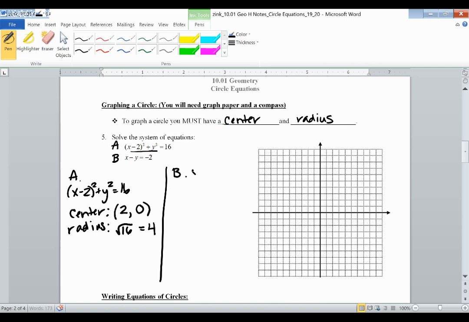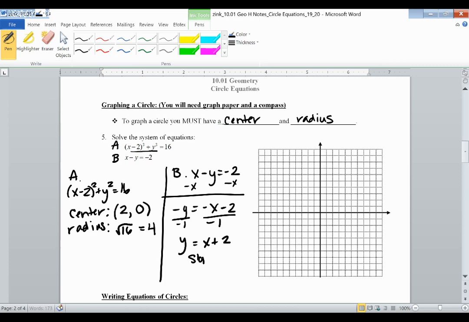For equation b, we have x minus y equals -2. I need to find the slope and y-intercept or do a table. For either of those things, I need to get it equal to y. So I'm going to subtract over the x, and then divide by -1. So I get y equals x plus 2. I'm going to do the slope and y-intercept method here. Remember, this is y equals mx plus b. So my slope is a positive 1. That's in front of the x. And the b, or your y-intercept, is this number over here, so 2.